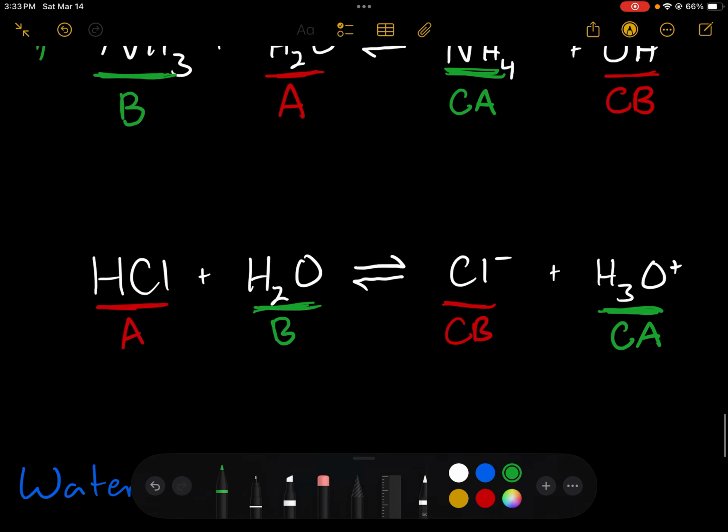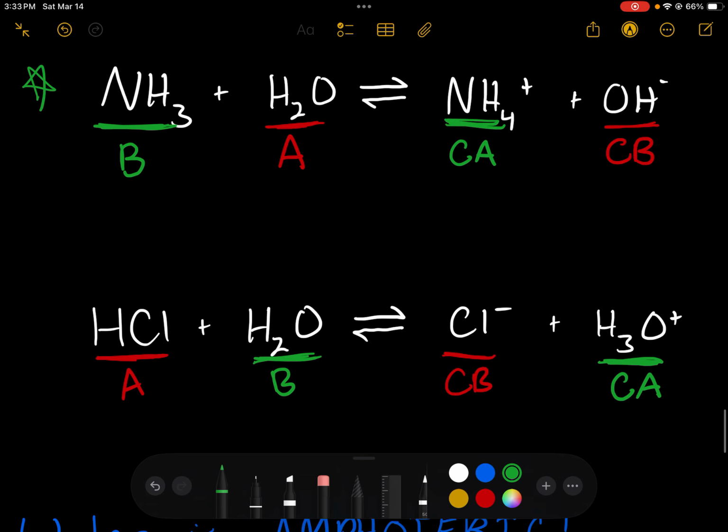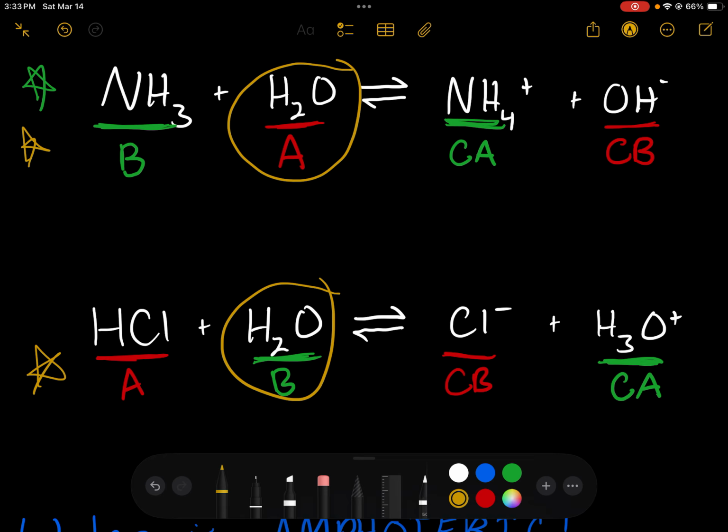Now I want you to look at something really quickly. In this example up top, water was an acid, but in this example down below, water was a base. Certain molecules can act as either one. They can either act as a Bronsted-Lowry acid or they can act as a Bronsted-Lowry base, depending on the situation and the molecules that they interact with.